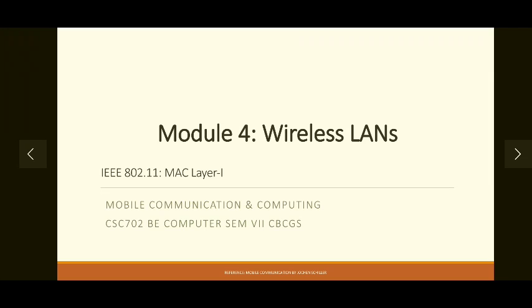Hello everyone, today in this video we are going to study the medium access layer of the wireless LANs. In the last video we have seen the physical layer. Now in this video we will see the first part of the MAC layer of the wireless LAN.